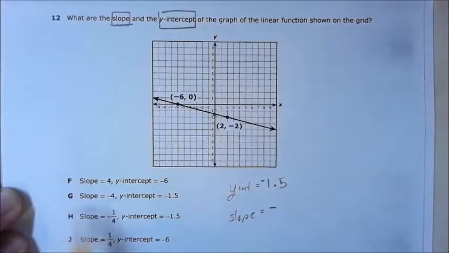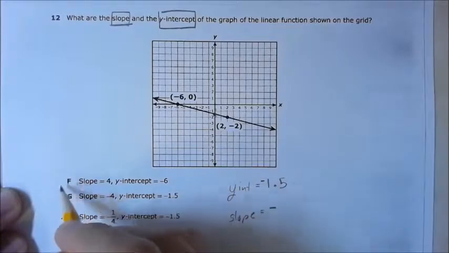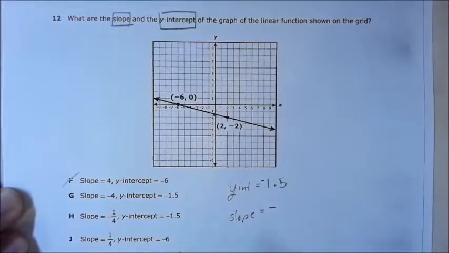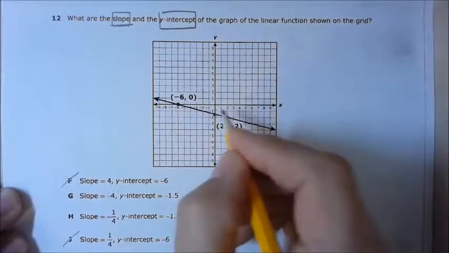So let's see if we can eliminate some of these just with that information. So this one says the slope is 4 and has a y-intercept of negative 6. Well, negative 6 is way down here, so we can eliminate F. That's not true. This says negative 6. We can go and eliminate that one. And let's see. Now, here's the thing. Look, it has a negative slope on both of these. So now we definitely have to count the slope, because we need to figure out, is it 4 or is it 1 over 4?